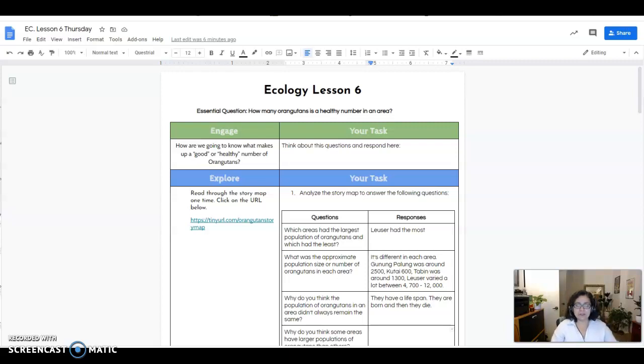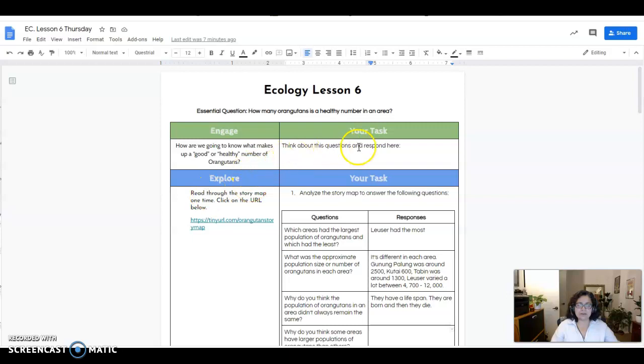Kandar here. I'm going to go over your assignment from yesterday and give you some of the answers that hopefully you have gotten. Remember, what we're trying to do in Lesson 6 is figure out what is a healthy number of orangutans to have in an area, okay? So that's what we're trying to figure out.